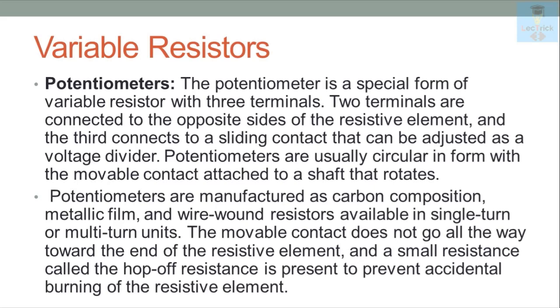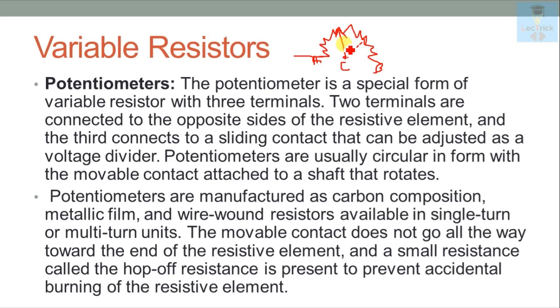Now the variable resistors, which we will see. The first one is the potentiometer. This is a resistor coil. This is point A, this is point B. Now we are introducing one more point as C. This pointer links to here, then it will include the resistance until here, so the resistance increases. The potentiometer is a special form of variable resistor with three terminals. Two terminals are connected to the opposite sides of the resistive element, and the third connects to the sliding contact. As I told, the pointer is a sliding contact that can be adjusted as a voltage divider.